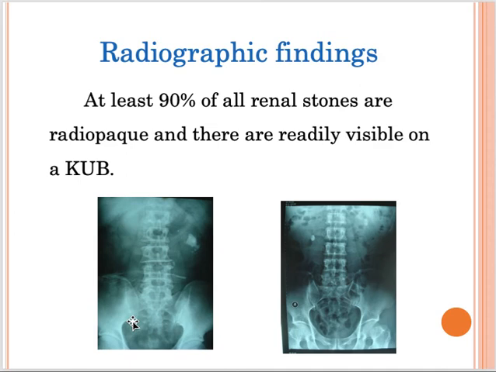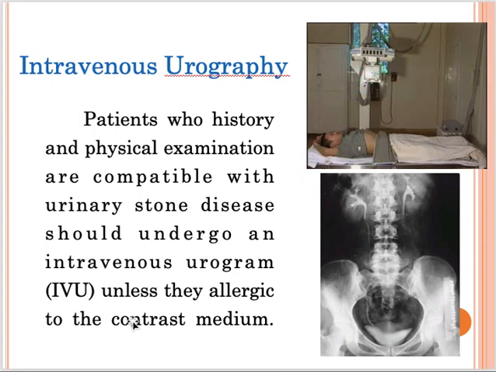So KUB can be done, and CT scan can be done, intravenous urography can be done, and what is this? Of course, it can tell us the exact site of the stone in the kidney. Okay, and of course, it is intravenous urography, so we give some contrast to the patient, and then we take the images, right?